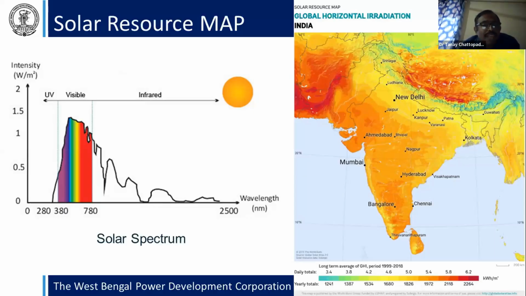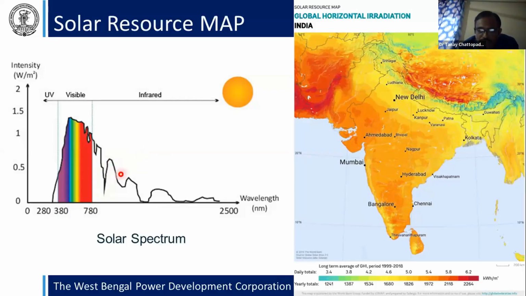Here, for the solar resource, we see the solar spectrum, where the visible range is 380 to 780 nanometer. This is the visible range, and the solar panel acts in that wavelength region. Infrared is also harmful for the solar panel.